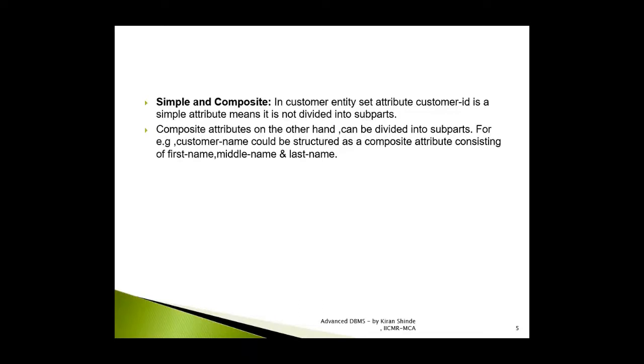What are simple and composite attributes? In the customer entity set, the attribute customer ID is a simple attribute, which means it cannot be subdivided further. But a composite attribute is an attribute which can be subdivided into subparts. For example, customer name can be subdivided into first name, middle name, and last name. Similarly, we can have one more example, a PIN code. A PIN code has different digits, and every digit signifies some location, city, or area. So these are some examples of composite attributes.